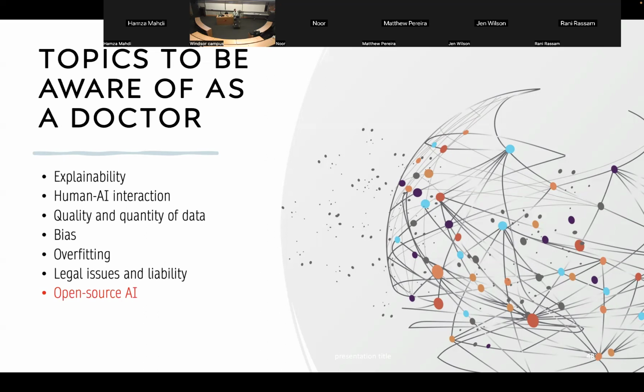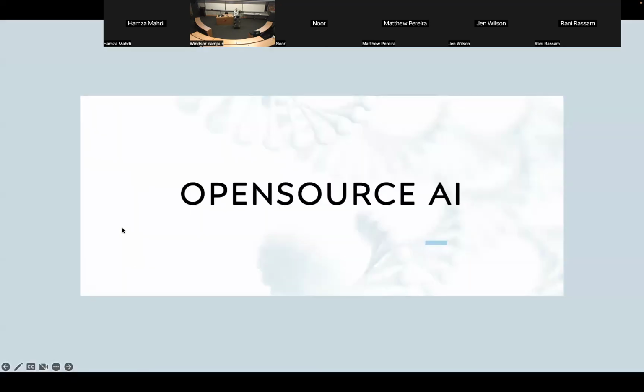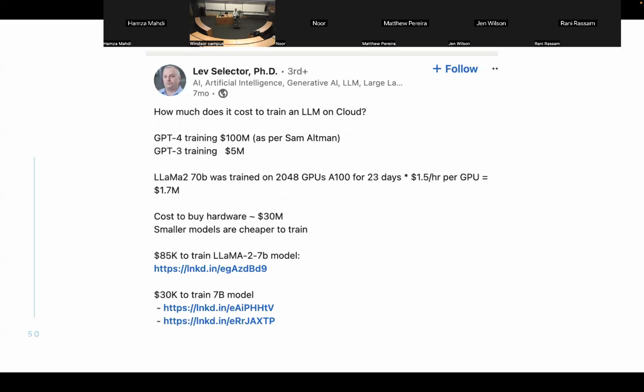Then legal issues and liability: if the AI makes decisions and it's wrong, who's to blame? And a very big topic in today's presentation, open source AI, which I'll go into detail. That's essentially the last part of this talk, open source AI.